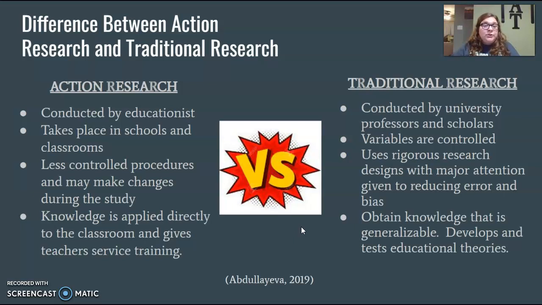The differences between action research and traditional research. Action research is conducted by the educationist. It takes place in schools and in the classroom. There are less controlled procedures and many make changes during the study, and knowledge is applied directly to the classroom and gives the teacher in-service training. Traditional research is conducted by university professors and scholars. The variables are very controlled. They use rigorous research design with major attention given to reducing error and bias, and they obtain knowledge that is generalizable, develops and tests educational theories. So traditional is more an overview, where action is more in your classroom. What are you going to do? How can you do it?